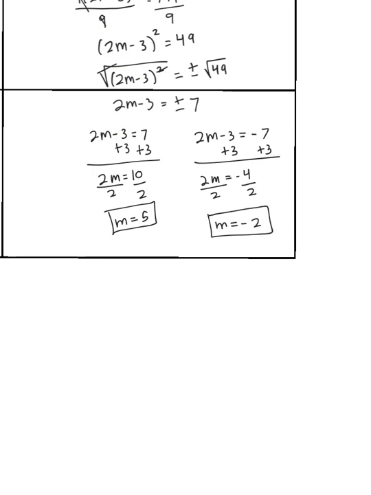Okay, so with all of these, isolate your squared term first. Take the square root, make sure you put your plus and minus sign. Break it off into two separate equations if you have to. If you don't have to, you can just leave the answers as is, okay?